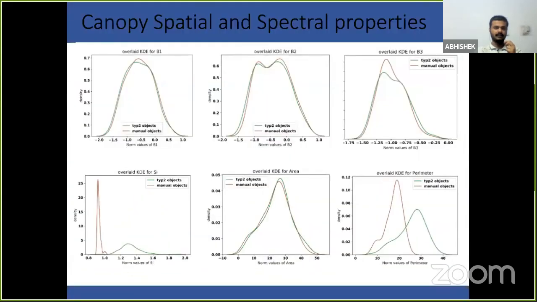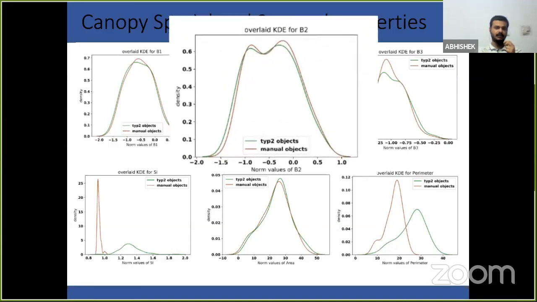This is basically the histogram for different properties for the orchard. In this, we can see that the behavior is quite similar for the spectral properties, but the properties for shape index and perimeter are quite different for the manual method and the automated method. Also, it is to be noted that in band 2, that is the green band, there is a bimodal histogram. This is due to the fact that mango trees bear alternately. In one year, they will bear more fruit than the previous year. So in this, a few trees are bearing more fruit while other trees are bearing less fruit, hence the bimodal histogram.